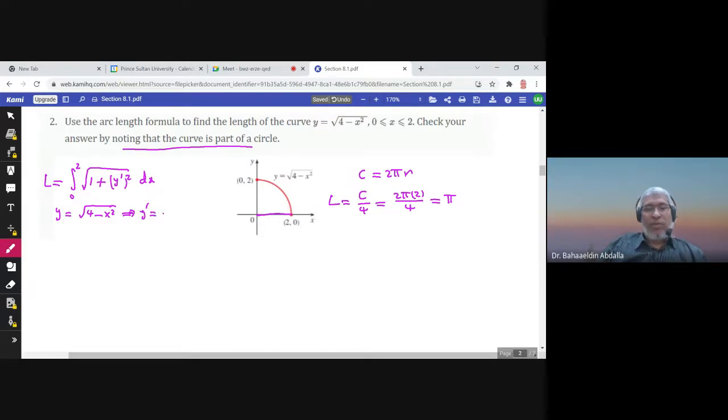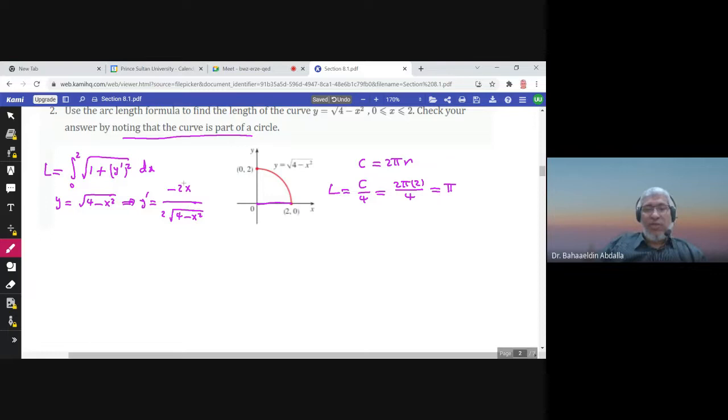So y prime is the derivative of the square root, which is 1 over 2 times the square root times the derivative of what is inside the square root. So the derivative is negative 2x. Now 2 cancels with 2, and I need y prime to the power 2. Y prime to the power 2 would be, if you raise this to the power 2, the negative x to the power 2 would be x squared over 4 minus x squared. When you raise the square root to the power 2, the square root will disappear. Okay, so this is y prime squared.